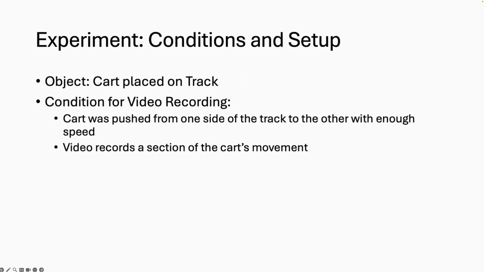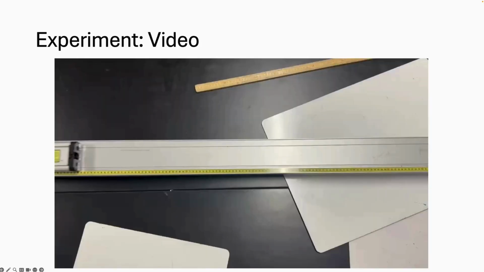Now, let's go over the conditions and setup of the experiment. The object we will be tracking is a cart, which is placed on a track. Once the video starts, the cart will be pushed from one side of the track to the other with enough speed. We will only use a small portion of the cart's movement when tracking. Now let's take a look at the video.